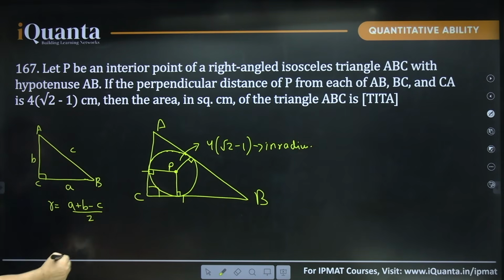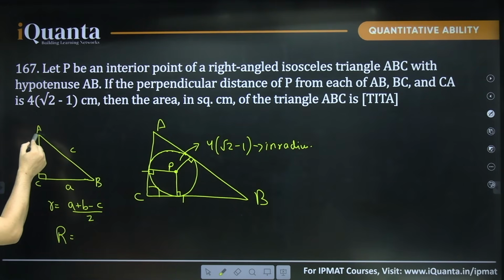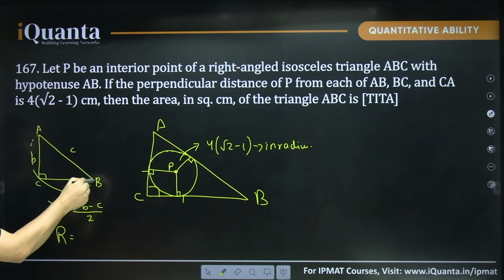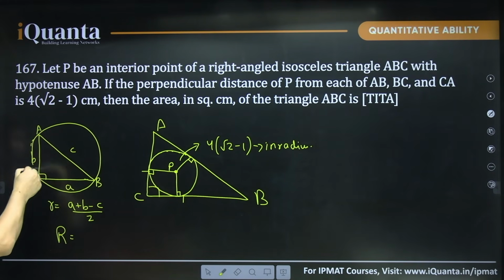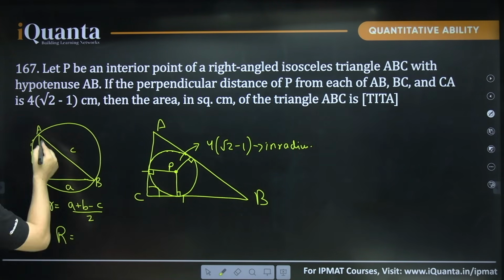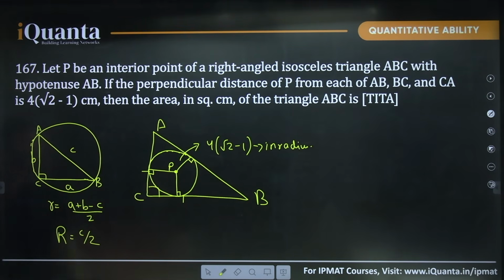This is the inradius. And what is the circumradius? The circumradius for a right angle triangle, that means there will be a circle which will be passing through all the 3 vertices of this, right. So that will be C by 2. Always remember this, okay. It is for every right angle triangle.